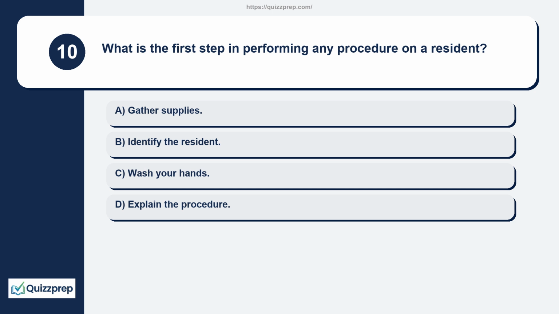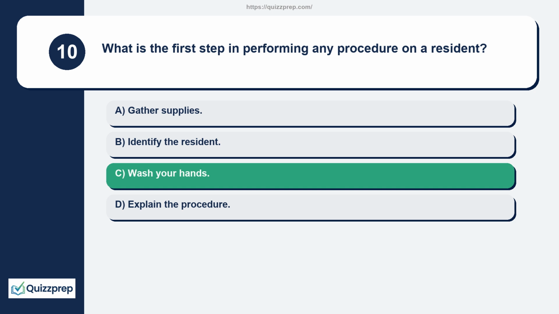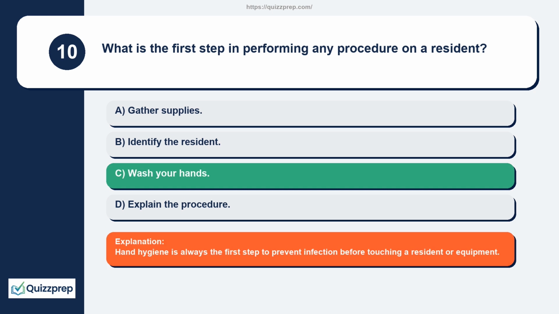Question 10. What is the first step in performing any procedure on a resident? Gather supplies. Identify the resident. Wash your hands. Explain the procedure. Hand hygiene is always the first step to prevent infection before touching a resident or equipment.